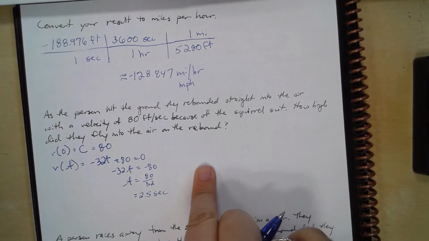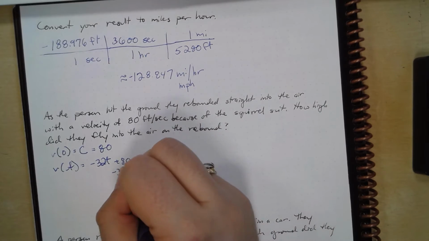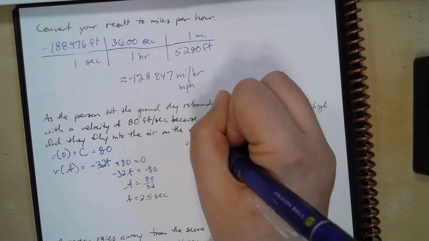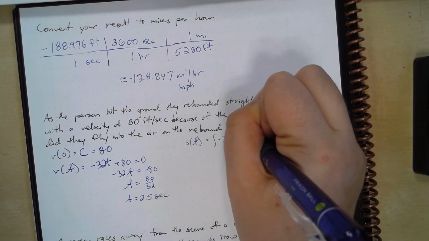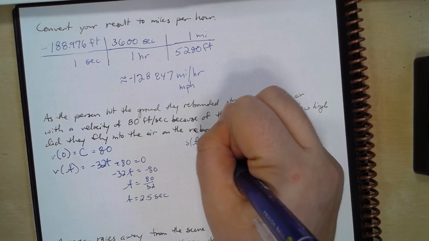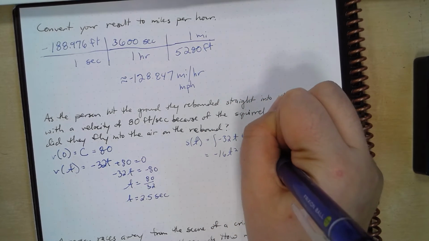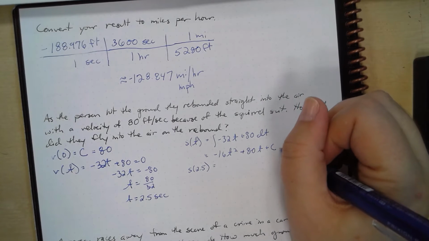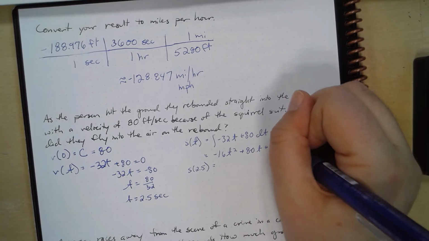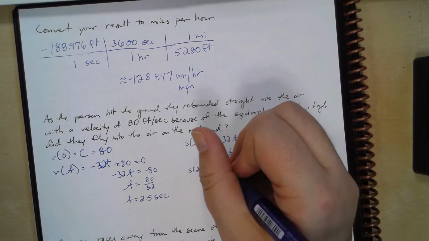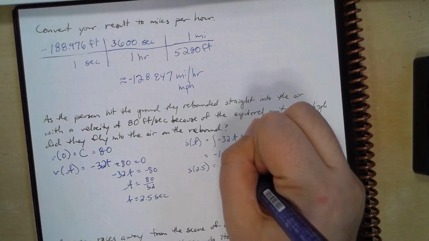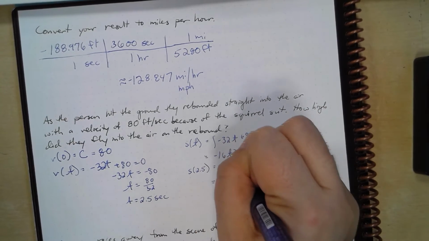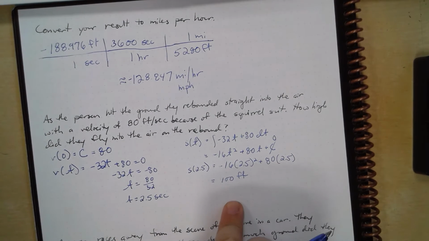Okay, so that's our time there at t. And we need to actually find our position because we're saying how high did they fly into the air. So s of t is going to be equal to the integral of negative 32t plus 80 dt, which is going to be equal to negative 16t squared plus 80t plus c. Well, at s of 2.5, we know, actually at this point, the initial position is 0. So c is going to be 0 because we're on the ground, right? So our initial position there is 0. So s of 2.5 is negative 16 times 2.5 squared plus 80 times 2.5, which is going to equal 100 feet. So at s of 2.5, they're 100 feet into the air.